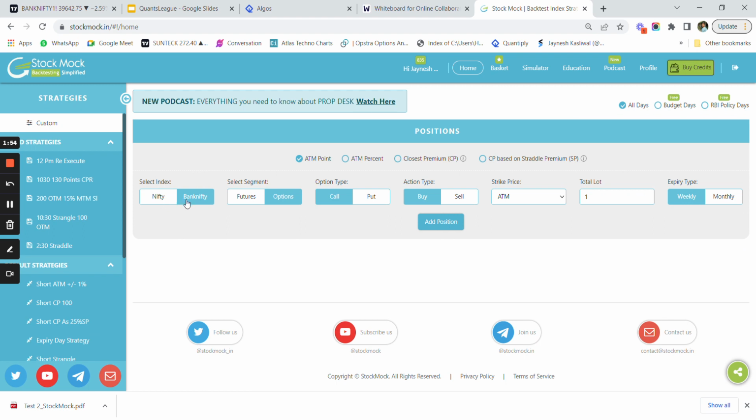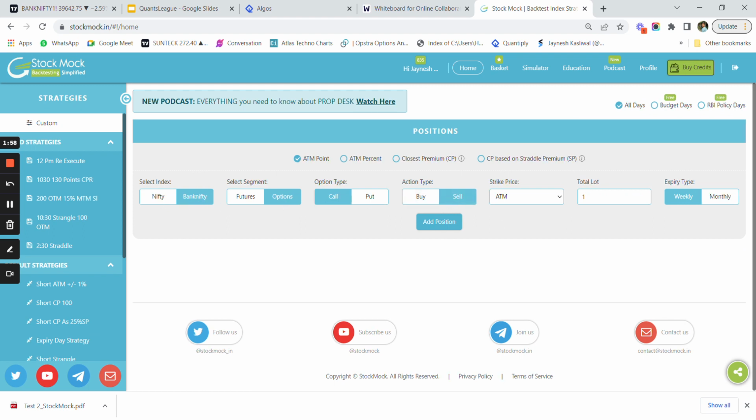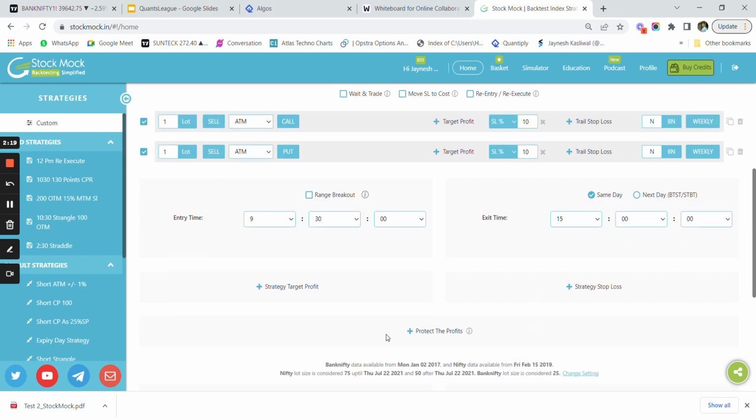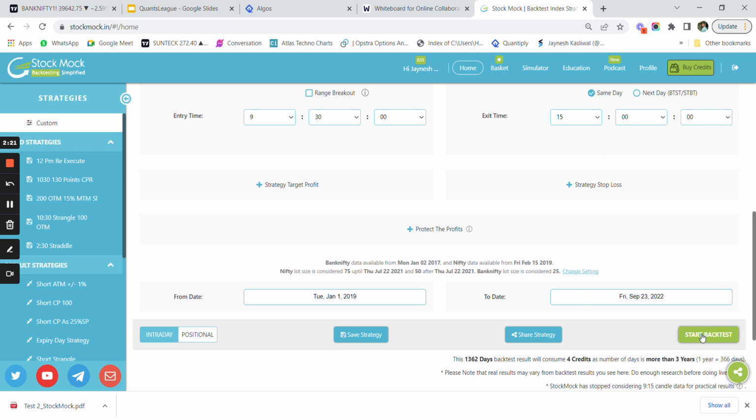Okay, so now the process is that we are going to sell a straddle, and let us now backtest the strategy. So I have selected here Bank Nifty options call and selling the ATM strike price. The number of lots is 1 and weekly. So let's add a position here, change from call to put here, and put certain stop losses here. Let's say that I have put a 10% SL without moving SL to cost here, and I am testing it from 9:30 to 3 p.m. Let's check whether this strategy is profitable or not, and then decide whether we should be running this strategy or not.